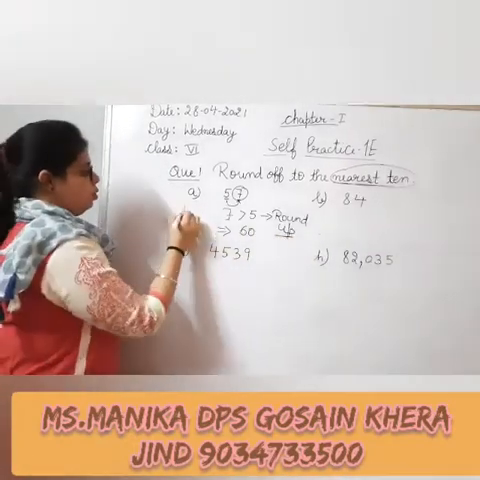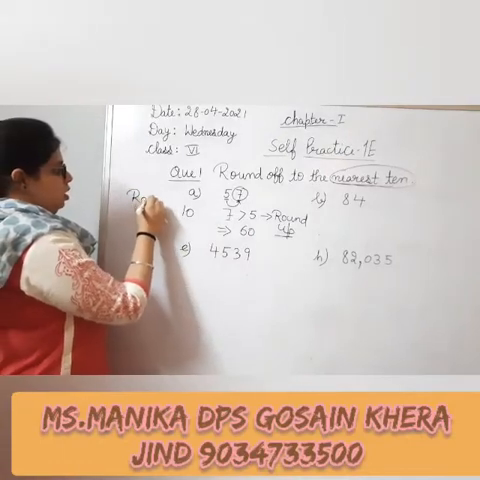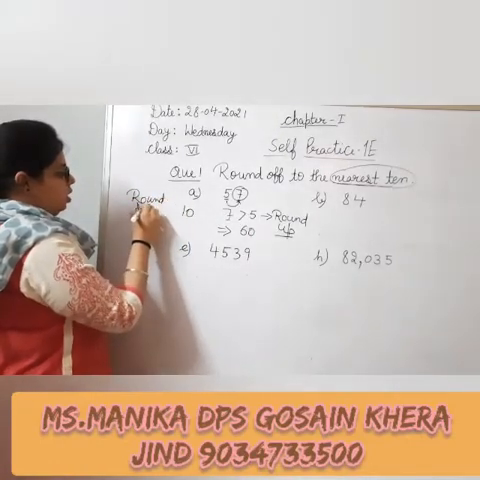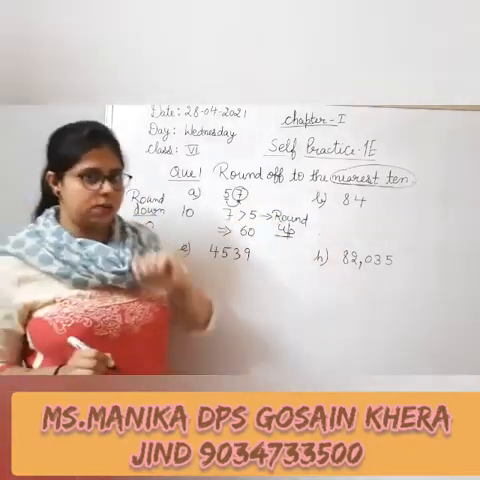Then we round up the tens digit by 1, and when we have to round down, then we round down the ones digit to 0. How? I will explain in the B part.